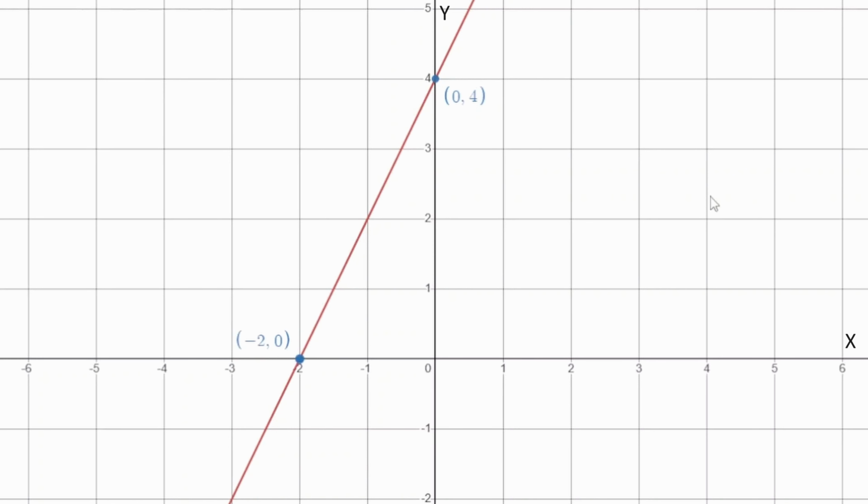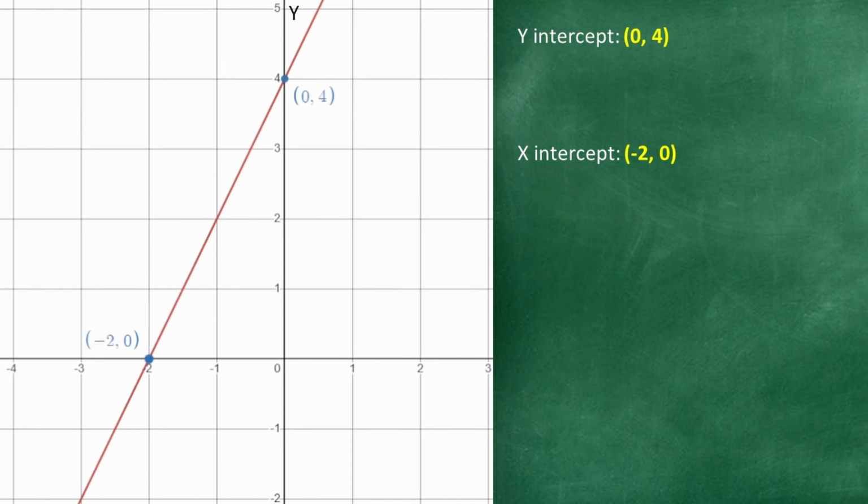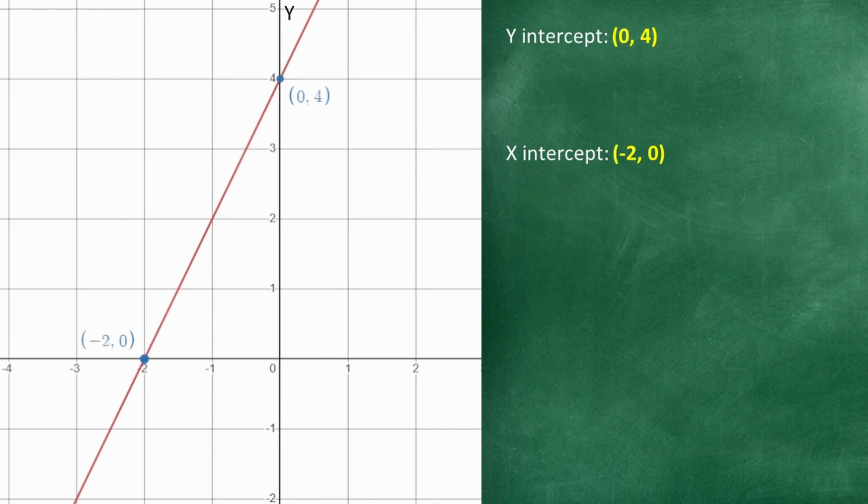But first, there are a couple of points that I do want to make. First, intercepts are always points. They have 2 coordinates. For the y-intercept, that first coordinate is always 0. That's our x value, which is always 0 along that y-axis. The second coordinate is going to be f of 0.